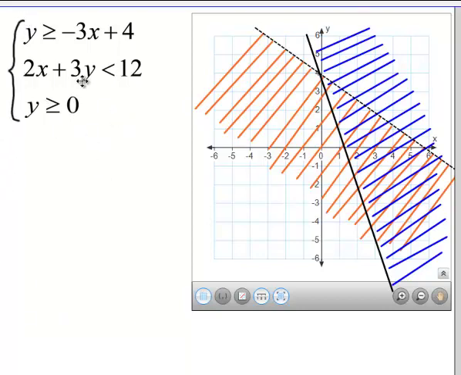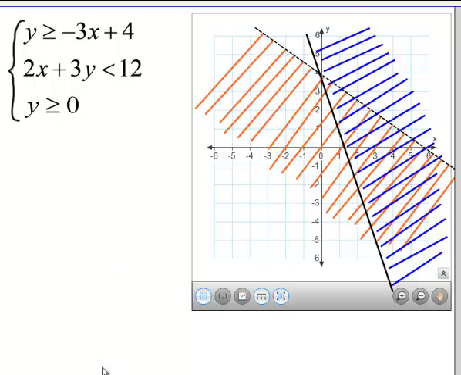Now, in order to solve this system of inequalities, we have to use the same steps. We have to take those inequalities one by one, graph them, and see where those solutions intersect. However, we did these two inequalities before. They're already graphed right here. So we have to pay our attention only to the third one. And the third one is y is greater than or equal to 0.